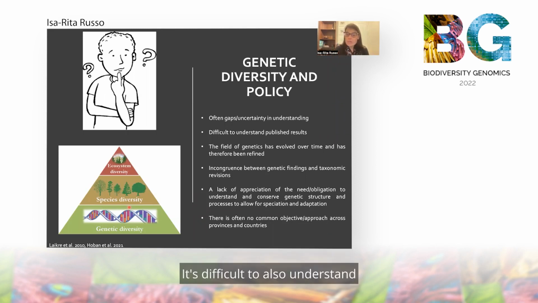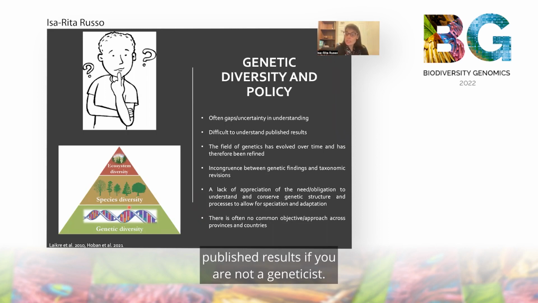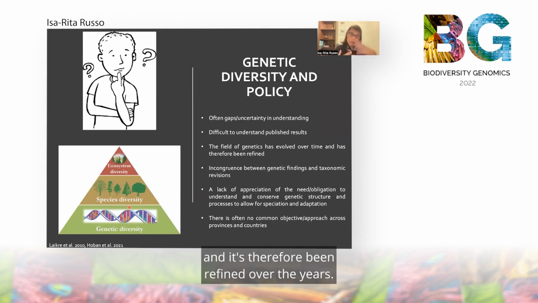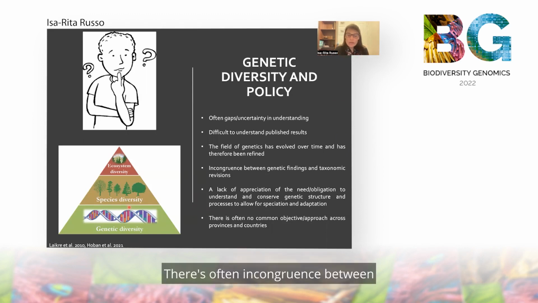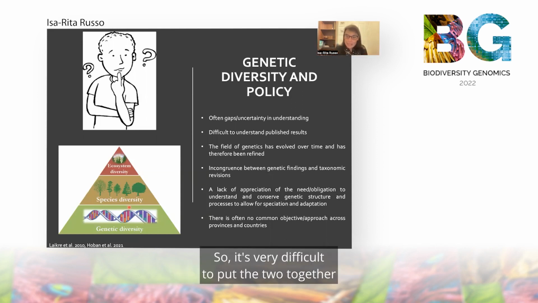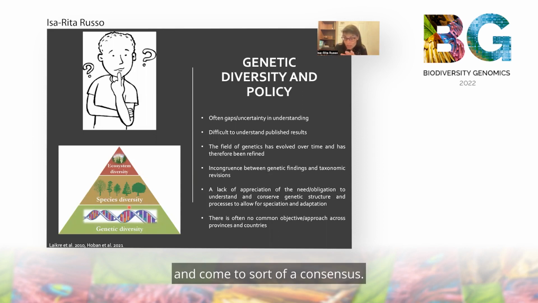It's difficult to understand published results if you are not a geneticist. And the field of genetics has evolved over time, and it has therefore been refined over the years, so it's not always easy for people to understand. There's often incongruence between what you see with genetic data and what the taxonomic revision shows you with regards to a specific species. So it's very difficult to put the two together and come to a sort of consensus.